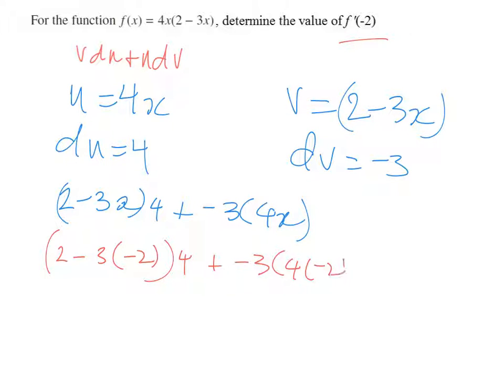4 times 2. So over here we've got negative 6, so 2 plus 6 gives us 8, multiplied by 4 gives us 32, plus 4 times negative 2 is negative 8, multiplied by negative 3, we end up with 24, so we end up with 56.